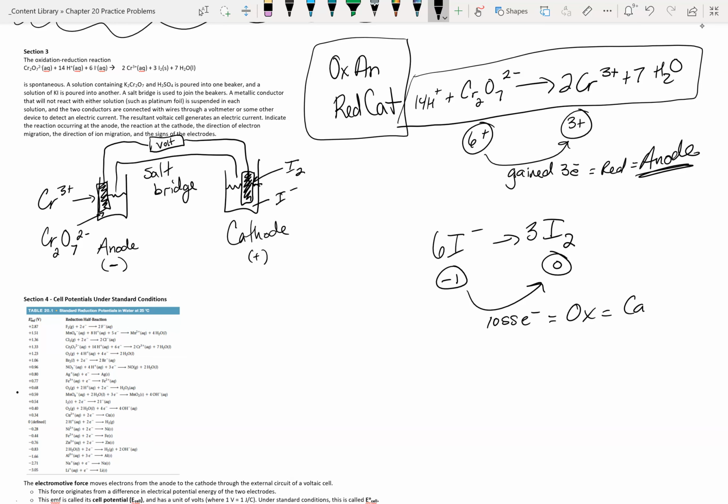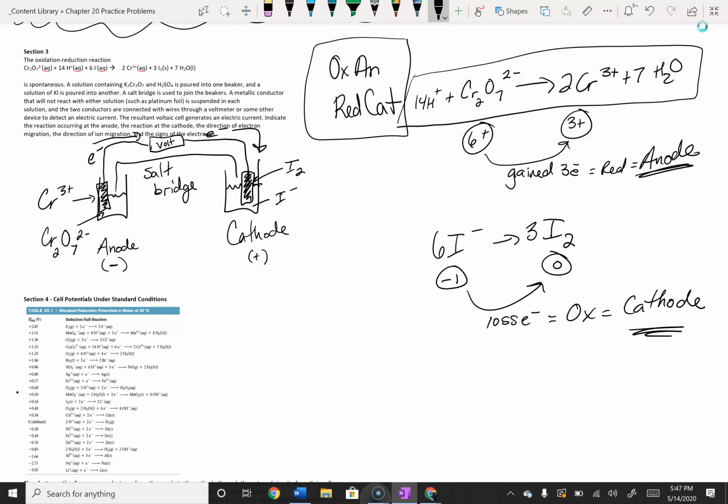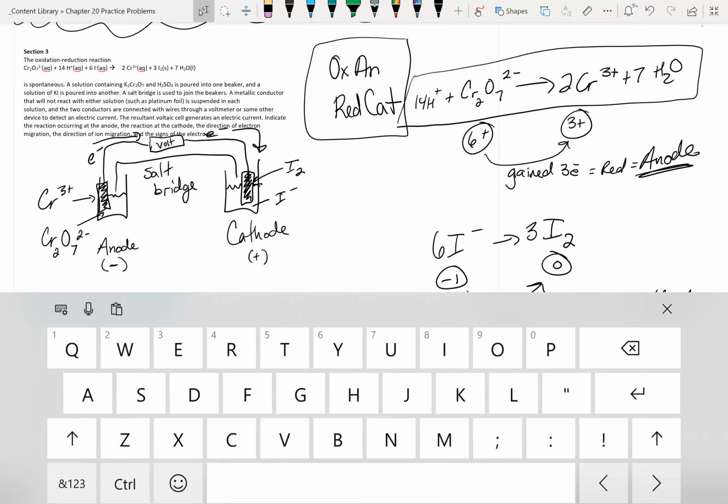And it wants you to identify the reaction happening at the cathode, the direction of electron migration. So when we talk about voltaic cells, electrons travel from the anode towards the cathode. And then the direction of ion migration. So ions are actually going to go depending on their charge. They're going to go right or left.